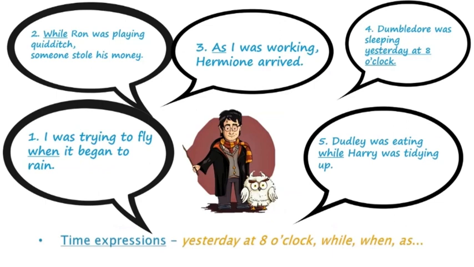Now, let's see some of the time expressions which normally go with past continuous tense. Number 1. I was trying to fly when it began to rain. Number 2. While Ron was playing Quidditch, someone stole his money. Number 3. As I was working, Hermione arrived.